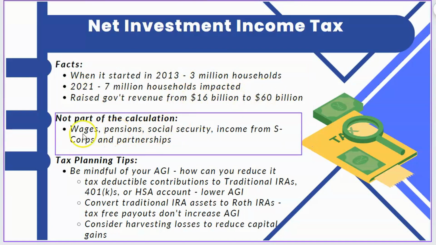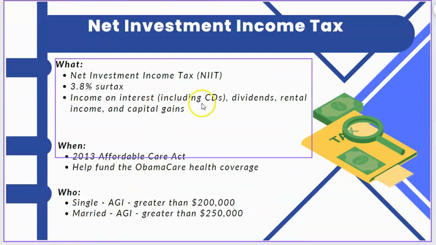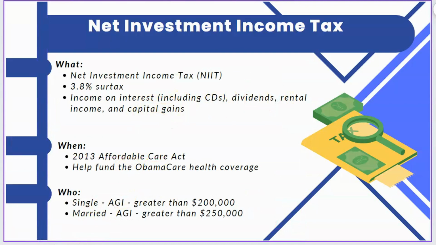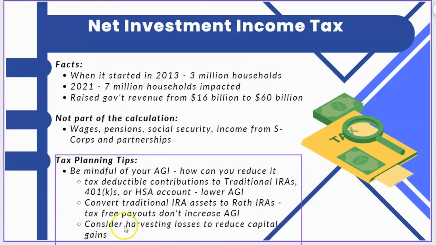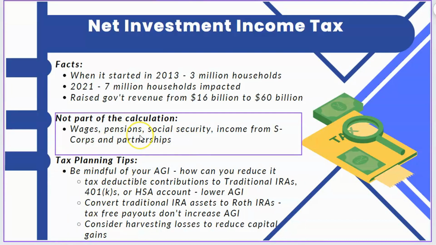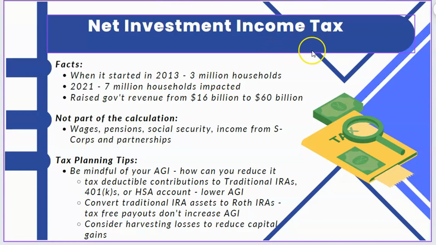Now, what's not part of this calculation is wages, pensions, Social Security, and income from S corps and partnerships. However, some of these other items that we talked about earlier, like interest income, dividend income, and capital gains when you sell stock, could come into effect. So if you just have W-2 income and it's greater than these amounts, you might be okay. But if your income is greater than those amounts, and on top of that you have some interest and dividend income, then you're going to be subject to this net investment income tax.